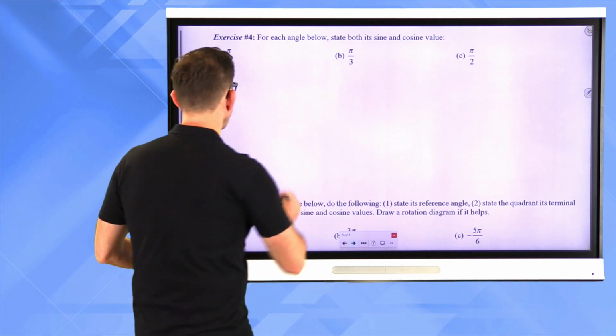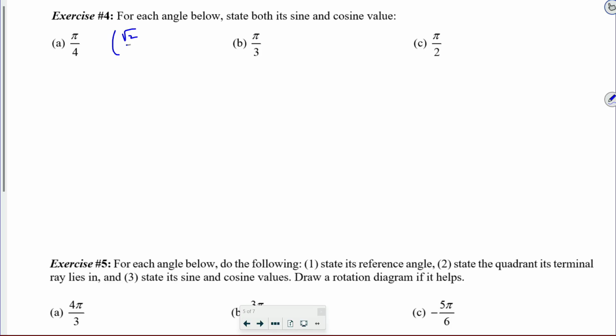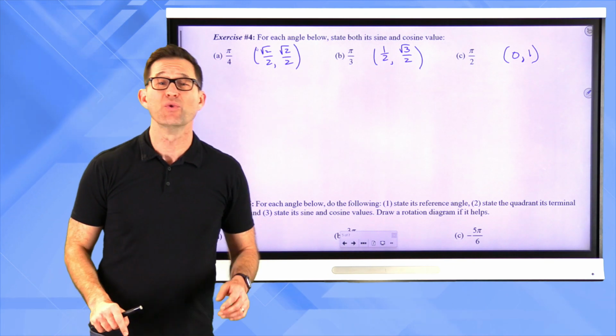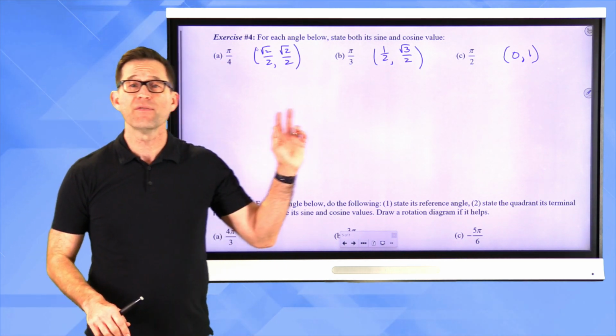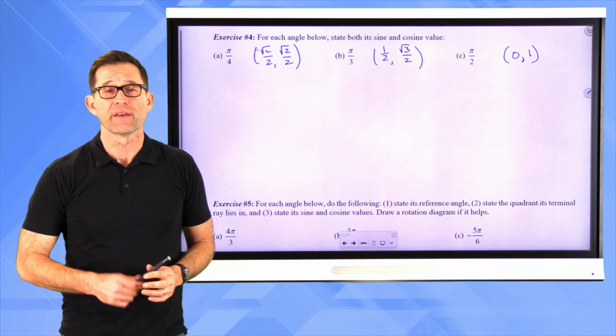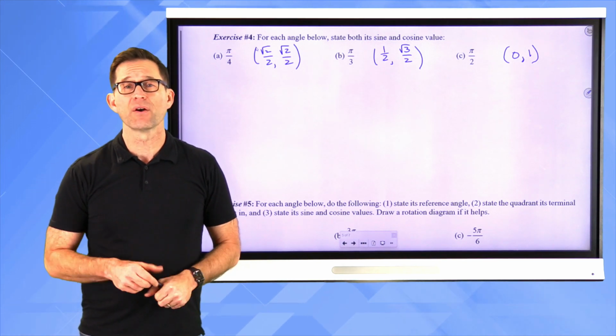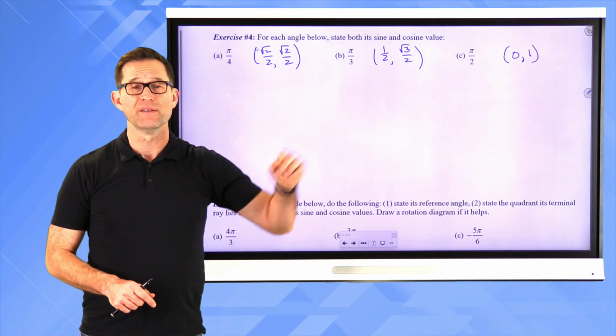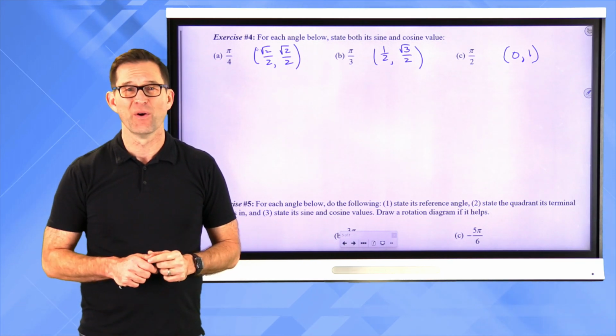But let's first write down the coordinate pairs, right? For pi over 4, the coordinate pair is root 2 over 2, comma root 2 over 2. For pi over 3, the coordinate pair is 1/2, comma root 3 over 2. And for pi over 2, the coordinate pair is 0, comma 1. That one's easy. That's the one that just stands straight up, due north, so to speak. So given these coordinate pairs, what I'd like you to do is now state both the sine and the cosine values of each one of these angles. Pause the video now and go ahead and do that.